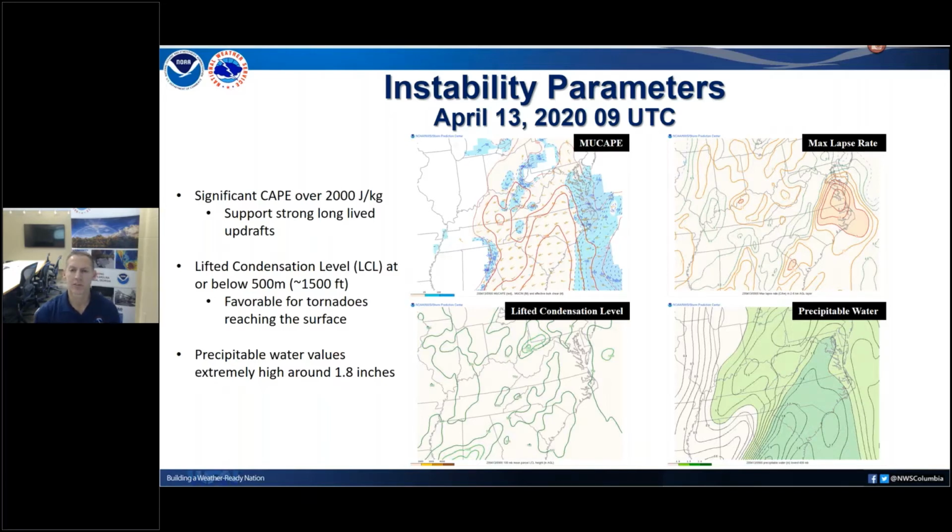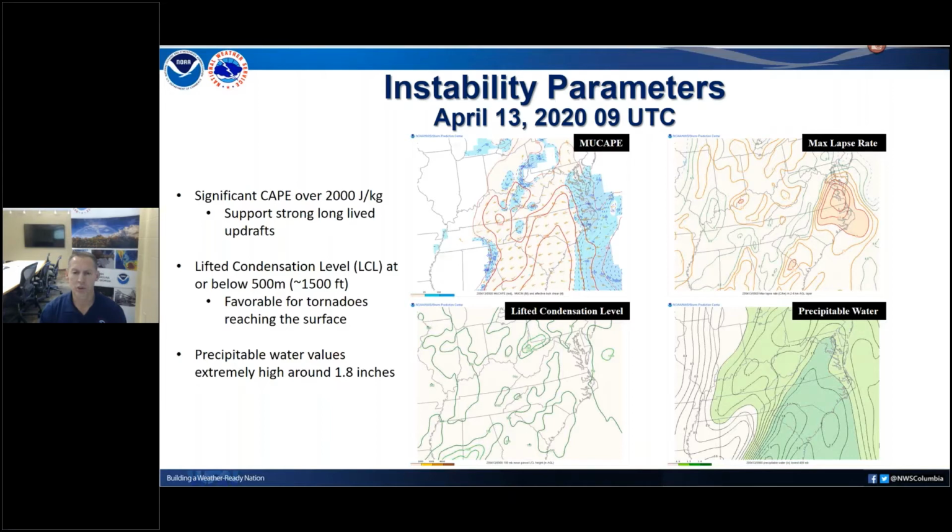The upper left panel is the most unstable CAPE, and you'll see here those values pretty much over 2,000, centered over the central and eastern Midlands into the lower CSRA along the coastal parts of South Carolina and Georgia. And that's pretty significant values of CAPE in our area, not just in general, but especially at this time of morning. The early morning usually doesn't have a lot of instability available just because of the timing of day with the lack of surface heating. But that provided strong, long-lived updrafts to keep these storms going.